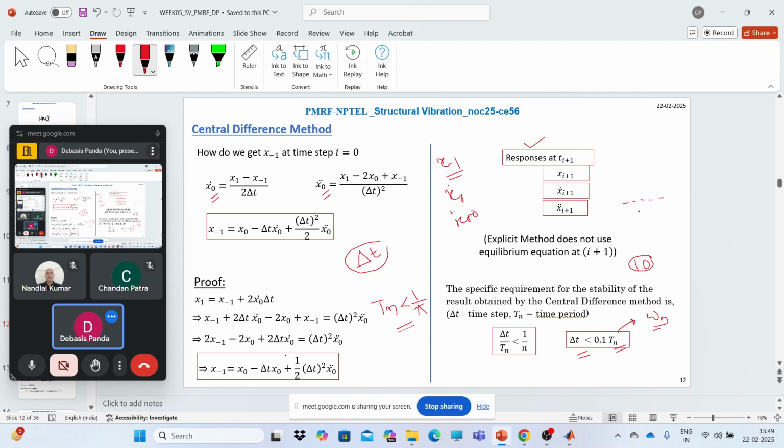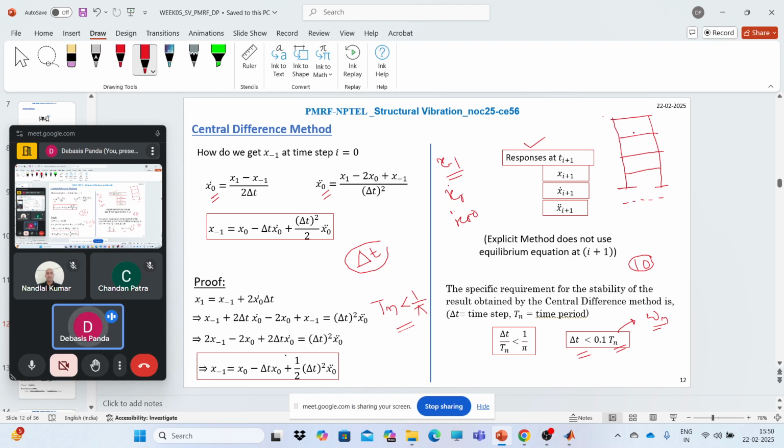So regarding the specific requirement, when we have solved different kinds of structures, say for example I have a multi-story building. Say this building has 4 stories. So obviously we can have different natural frequencies and natural periods.